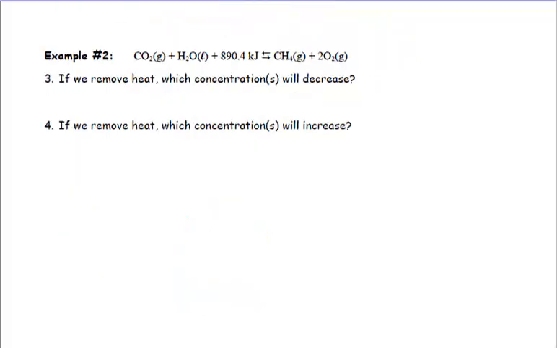All right, so here's another example. If we remove heat now, so if we're looking at increase, which we've done now, what if we remove it? All right, it wants to go toward the heat. So the heat is on the left-hand side. If we remove heat, then the shift is going to be back toward that side. So it's going to actually go toward the left in this case.